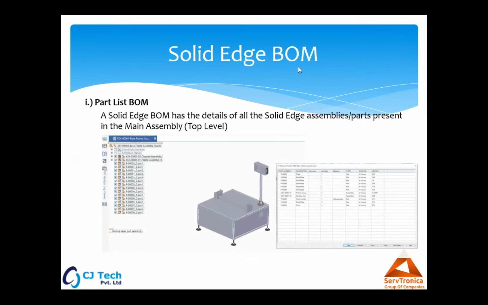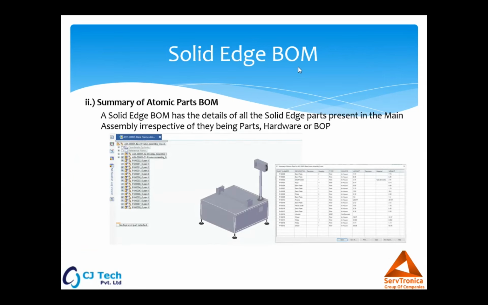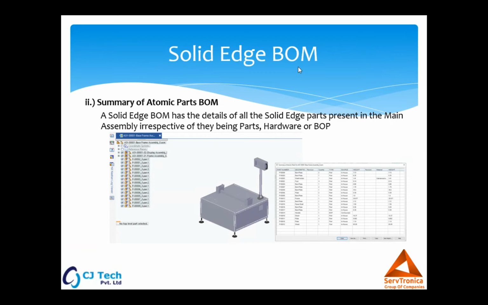In the part list, we get the details of all the items available in the first level of any Solid Edge assembly. So if I'm working on a Solid Edge assembly, it gives me the information about the first level detail, the items available in the first level. The atomic part gives me the details of all the Solid Edge parts available in my particular assembly. It's a mixed detail. It could be hardware, it could be a BOP, it could be anything.